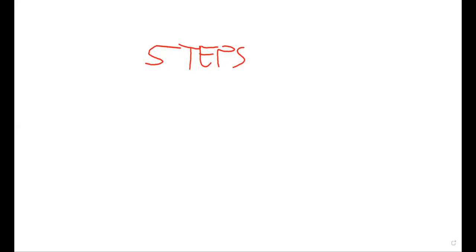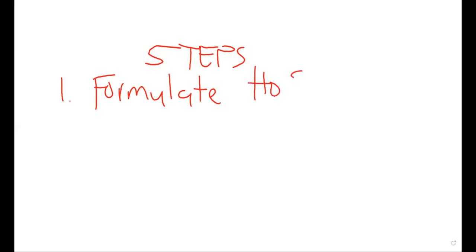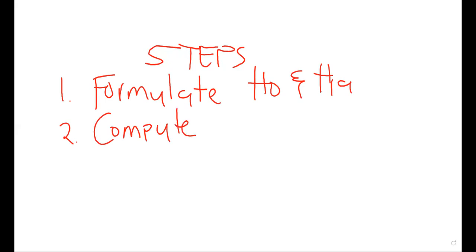So let's look at the steps. There are 4 main things I want you to summarize. The first one is to formulate the null and the alternative hypothesis. That's the first one. We come to understand the null and the alternative. The second thing is to compute the test statistic.